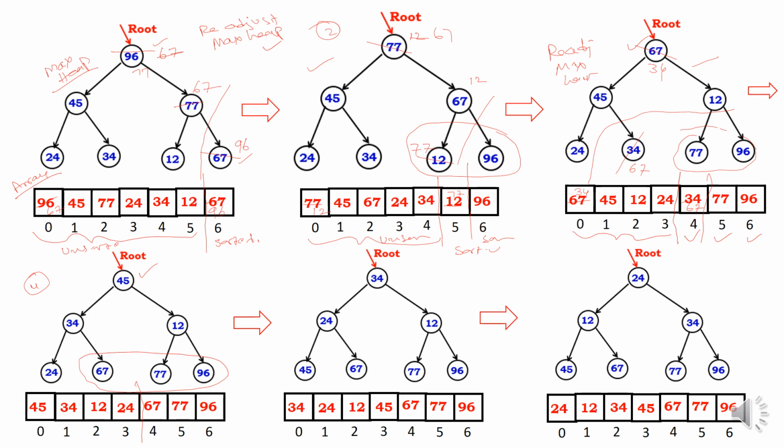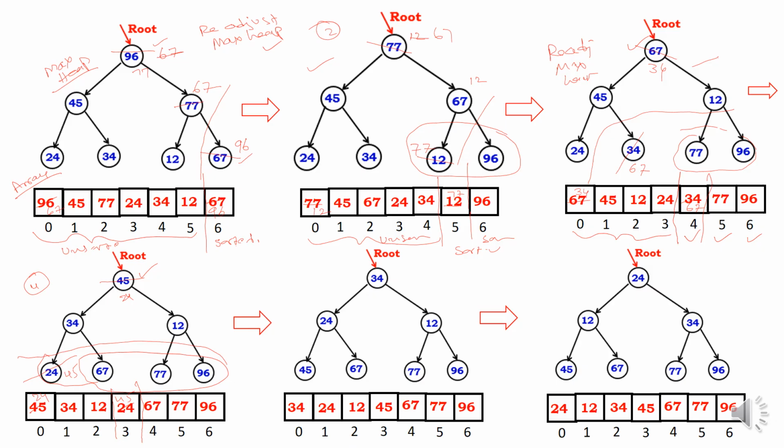We know that 45 is the next largest element. Replace or interchange it with the last element. So 45 is placed as the last element of the heap and 24 becomes the root element. So here 45 and this becomes 24. So these four elements are already sorted: 45, 67, 77, 96.